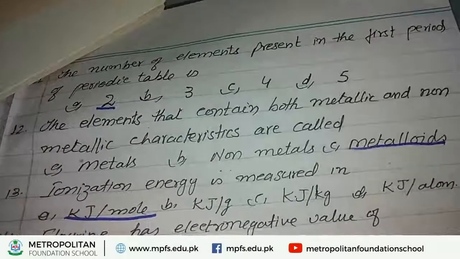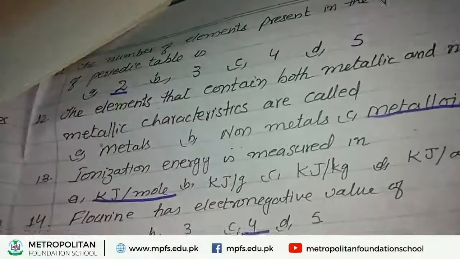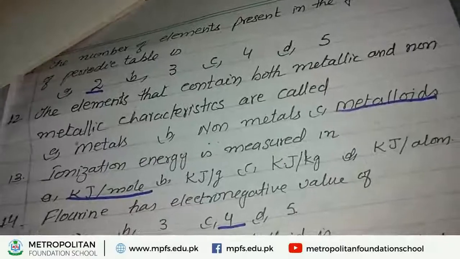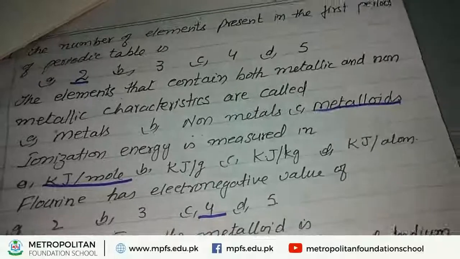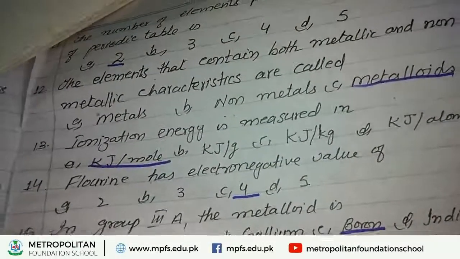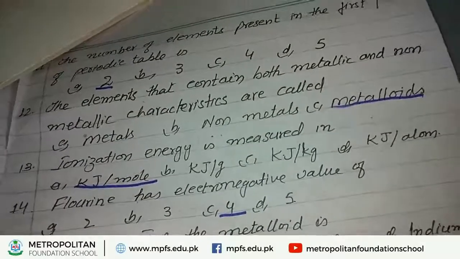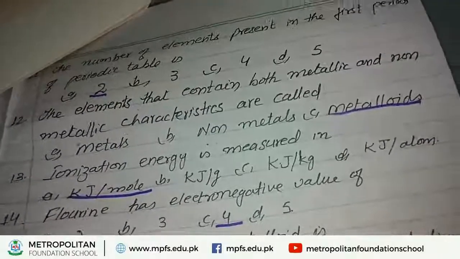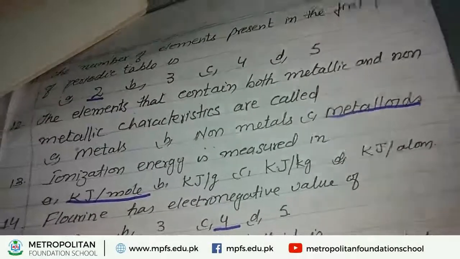Next, ionization energy is measured in, what is the unit of ionization energy? Option A kilojoule per mole, option B kilojoule per gram, option C kilojoule per kilogram, option D kilojoule per atom. So the correct option, ionization energy is always measured in option A, kilojoule per mole. Students, remember it.